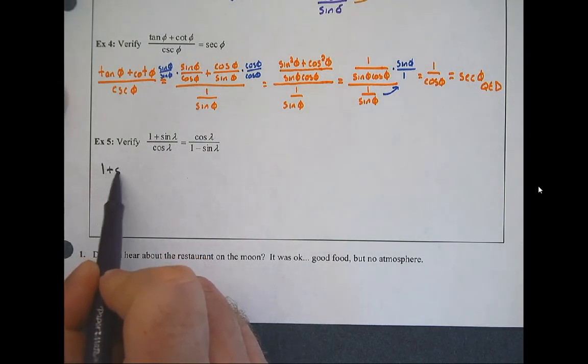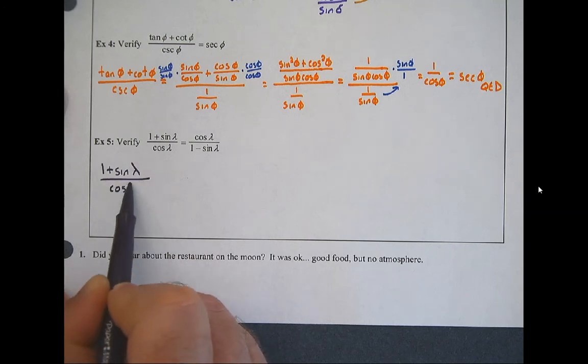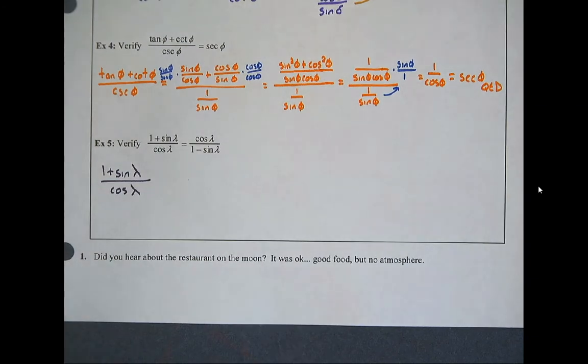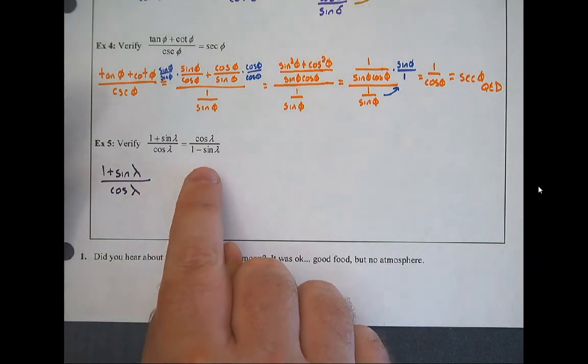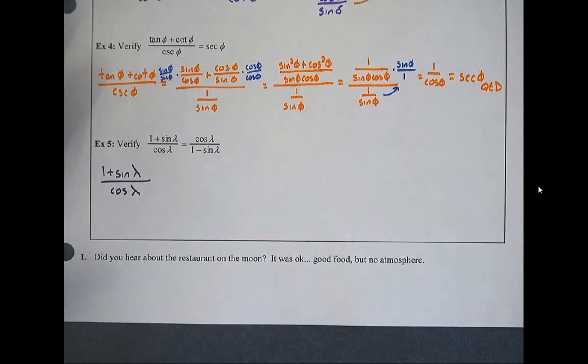1 plus sine of lambda over cosine of lambda. Now, I can't turn anything into sines or cosines because they're already there. I don't have any squareds. There is one thing that's kind of jumping out to me. I see that I have 1 minus sine, but that's not 1 minus sine squared. So what I'm going to do is a move called conjugates that's going to generate that 1 minus sine squared that we're talking about. Let me show you what I mean.